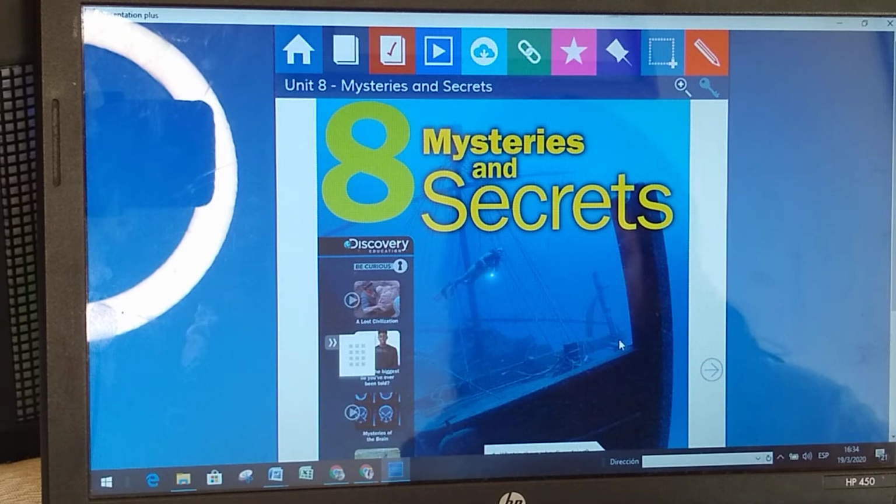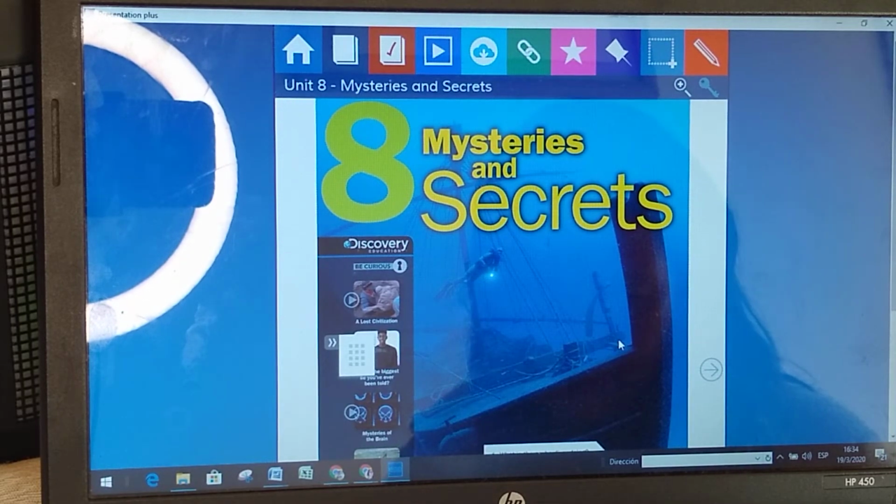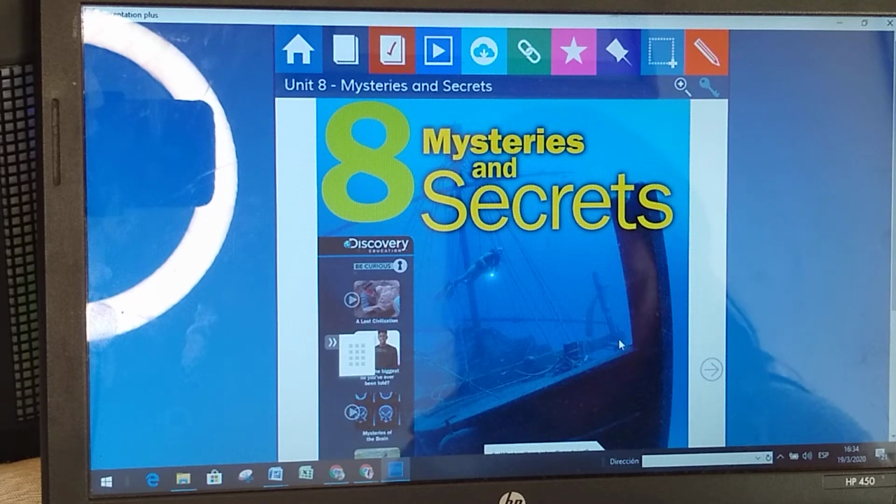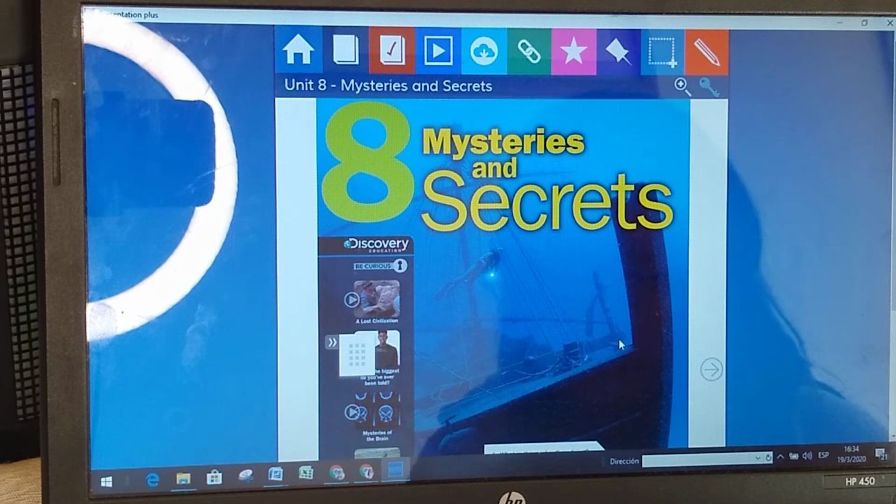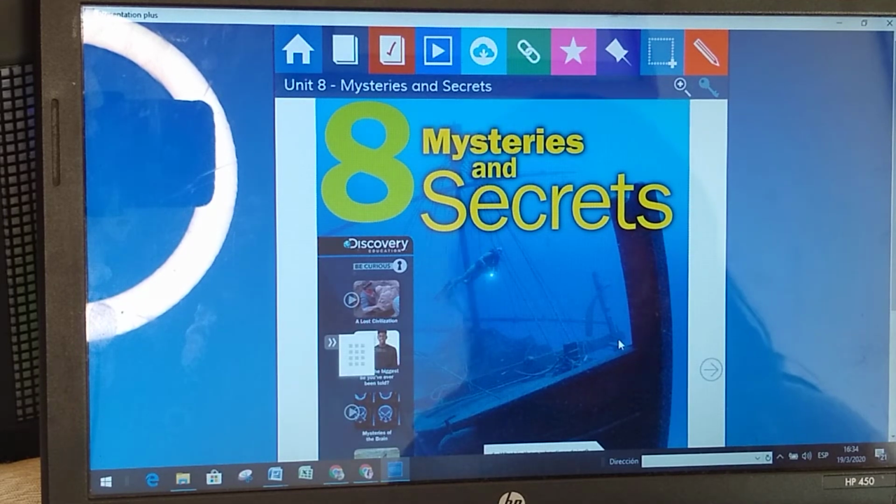I'm going to ask you to go to the first page of unit number 8. If you have the books with you, it's page number 74. What can you see in the pictures? Shipwrecks, scuba divers, underwater explorer, maybe something ancient, sunken, some remains of a boat that is deteriorated, anything that comes to your mind.